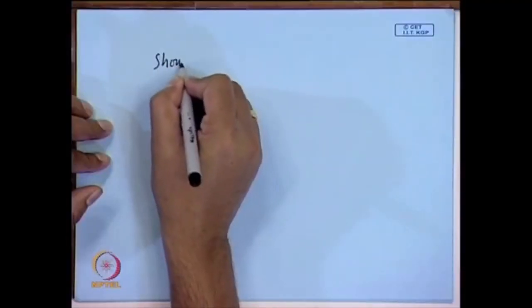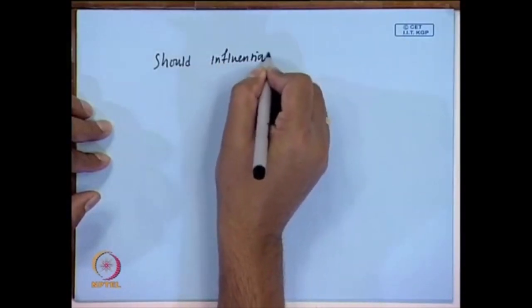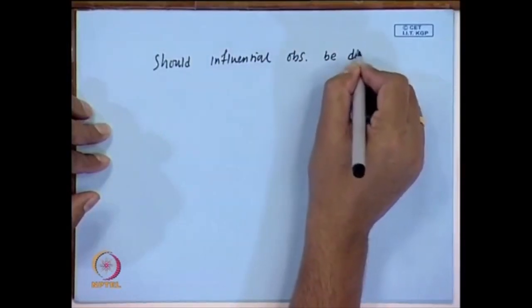Next we will talk about what to do once an influential observation is detected, and whether this influential observation should be discarded or not. So what do we do after detecting an influential observation in the given set of data? The question is, should the influential observation be discarded?